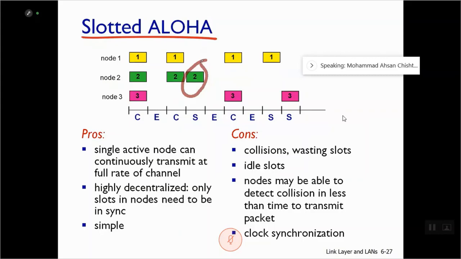But there are disadvantages as well. Like you see in the picture, among so many slots, the one which I have rounded here and the other one which I will round here, these are the 3 successful slots that we had among 1, 2, 3, 4, 5, 7, 8, 9 slots. So there are collisions, that is you waste a slot. There are empty slots, idle slots, that's again wasting of slots. And another thing is that clock synchronization is required.